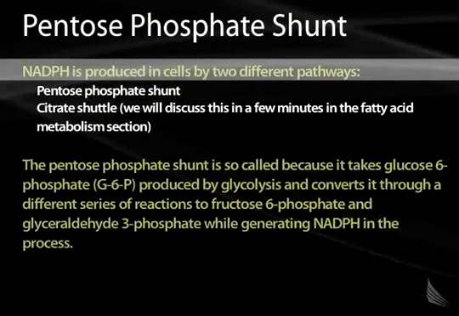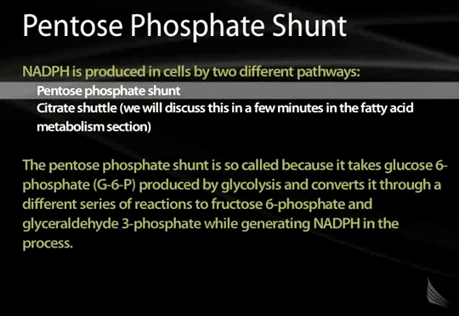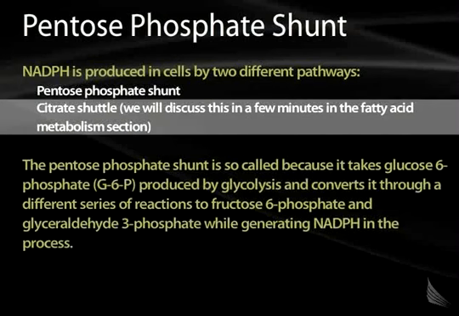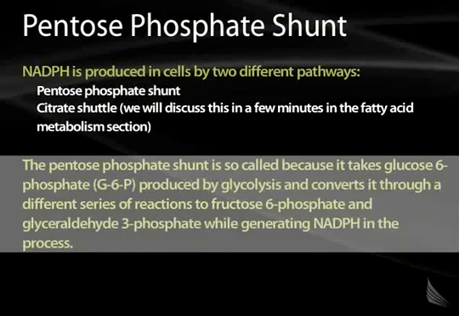Now, there are two different pathways by which we can produce NADPH in cells. One is the pentose phosphate shunt, and the other is the citrate shuttle, which we'll discuss in the fatty acid metabolism section. The pentose phosphate shunt is called this because it takes glucose 6-phosphate, a 6-carbon sugar, produced by glycolysis, and converts it through a series of steps to fructose 6-phosphate and glyceraldehyde 3-phosphate while generating NADPH in the process.